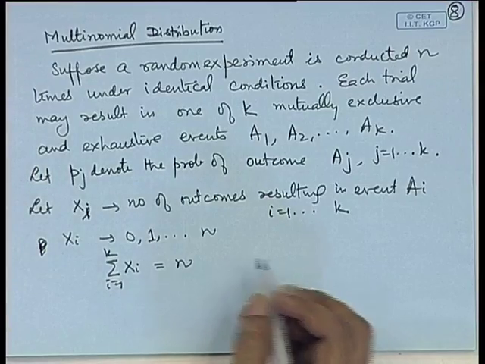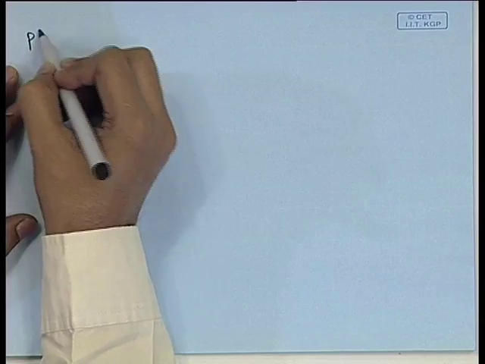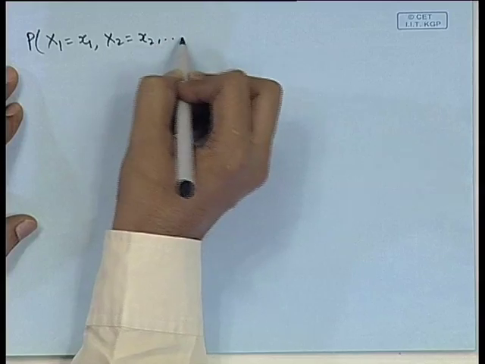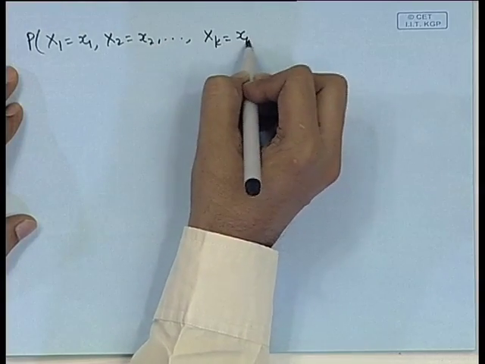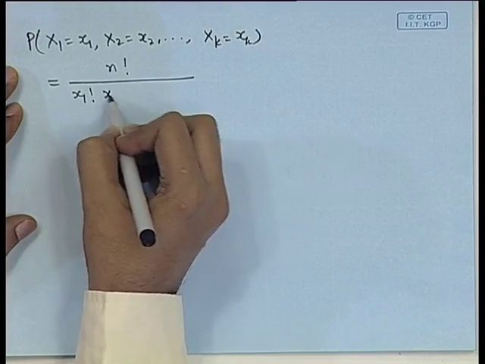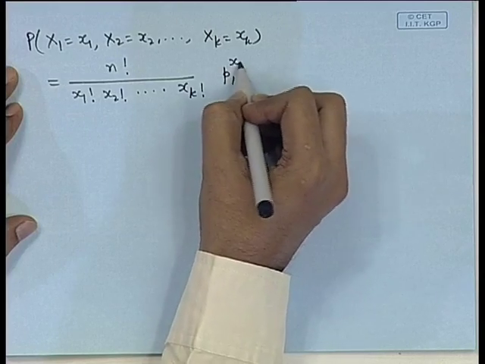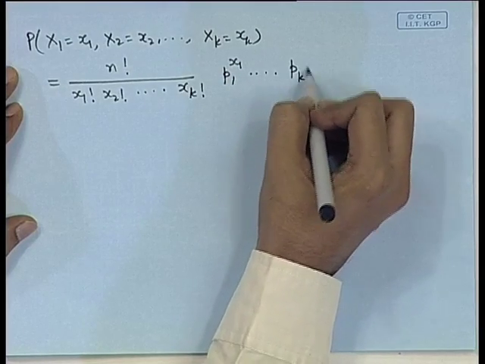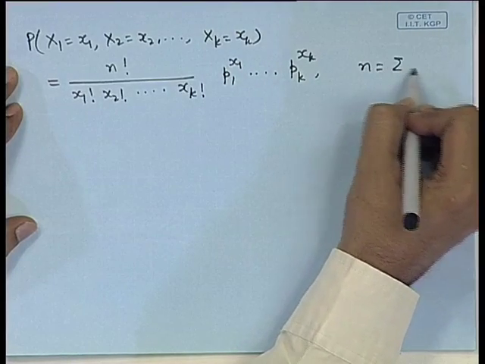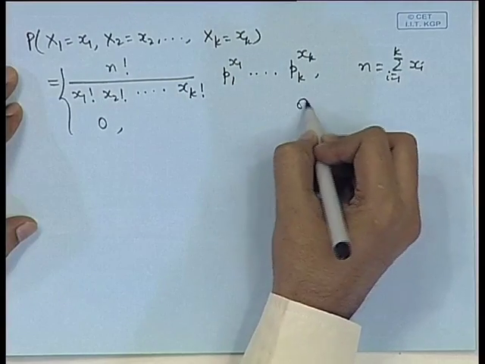So, if we write down the probability of x 1 is equal to small x 1, x 2 is equal to small x 2, x k is equal to small x k, then this is equal to n factorial divided by x 1 factorial, x 2 factorial and so on x k factorial, p 1 to the power x 1, p 2 to the power x 2, p k to the power x k, where n is equal to sigma x i, i is equal to 1 to k; it is equal to 0 otherwise.